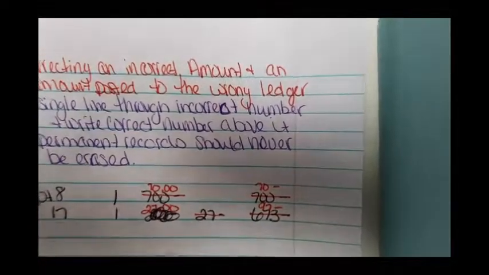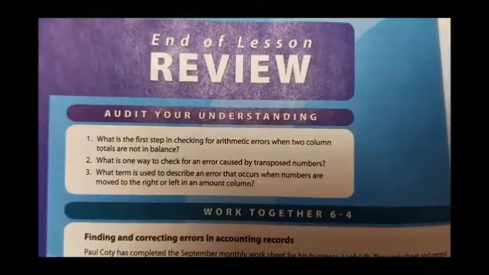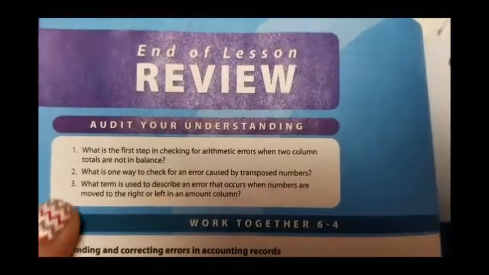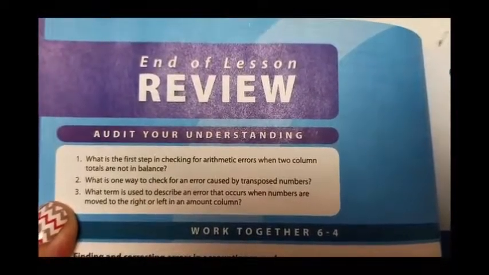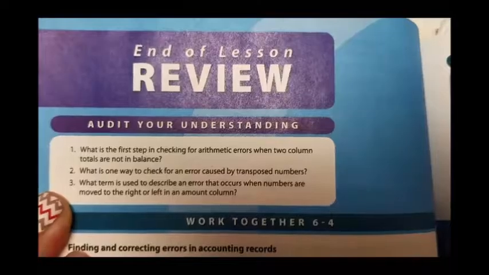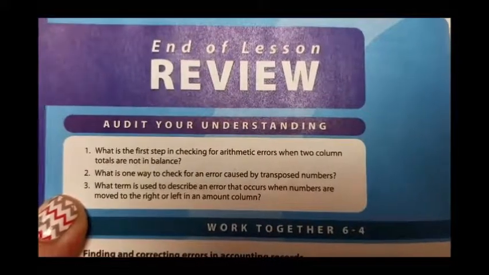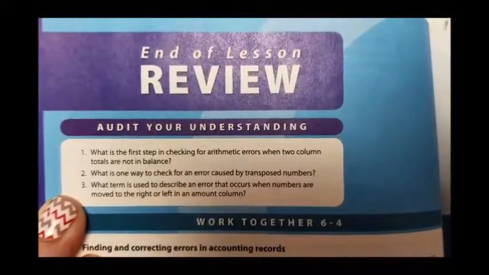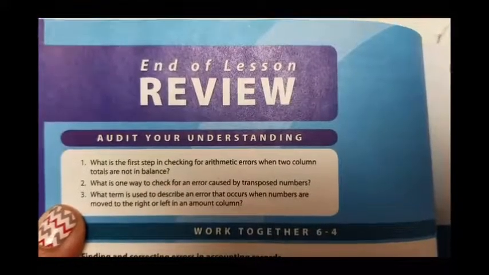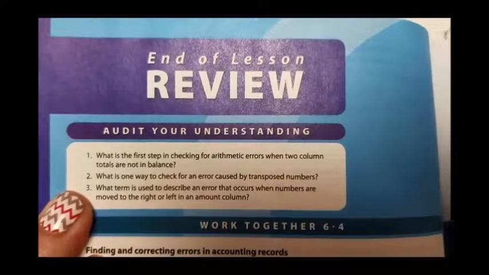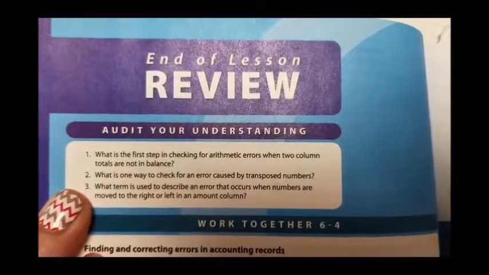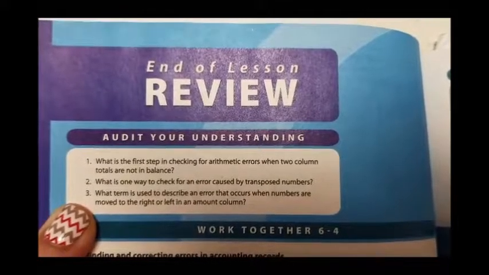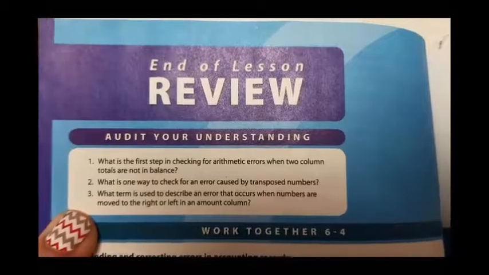So that is the end of the section. There is no vocabulary. There are some audit your understanding questions. What was the first step in checking for arithmetic errors when two column totals are not in balance? You can look in your book to find those answers. What is one way to check for an error caused by a transposed number? That was that list I made you. If we have a transposed number, how do I know it might be a transposed number?